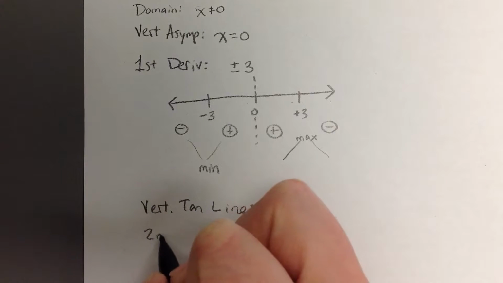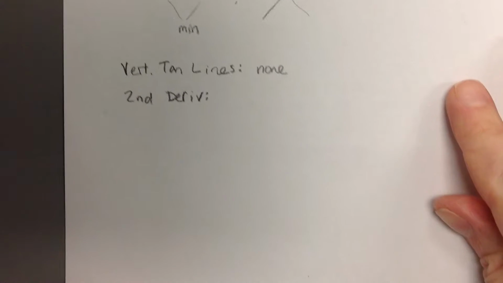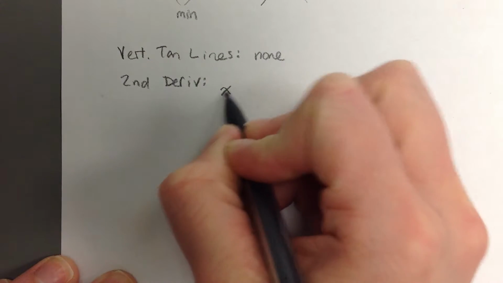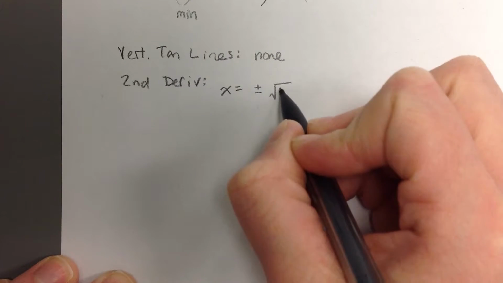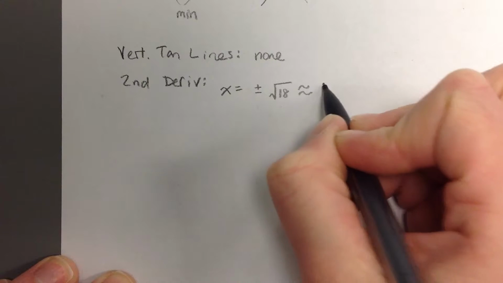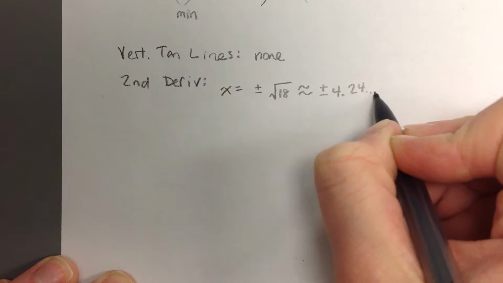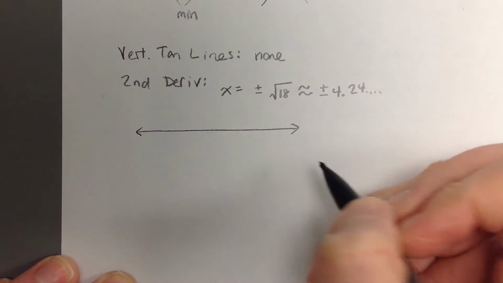Then we went into our second derivative information, and when we solved the second derivative, we got the x values that are potential inflection points: the positive and negative square root of 18, which was approximately positive and negative 4.24, etc. So we're going to do our number line again, but this time with our second derivative.